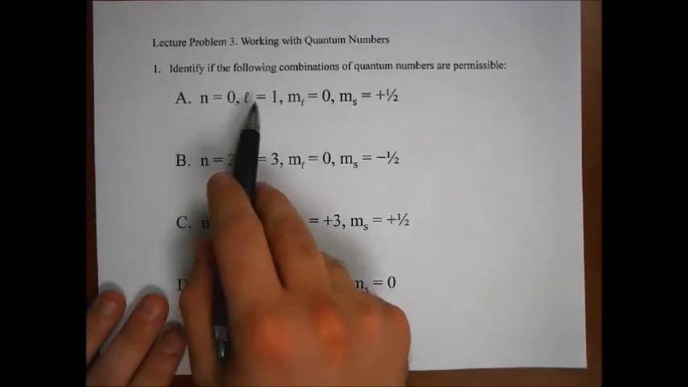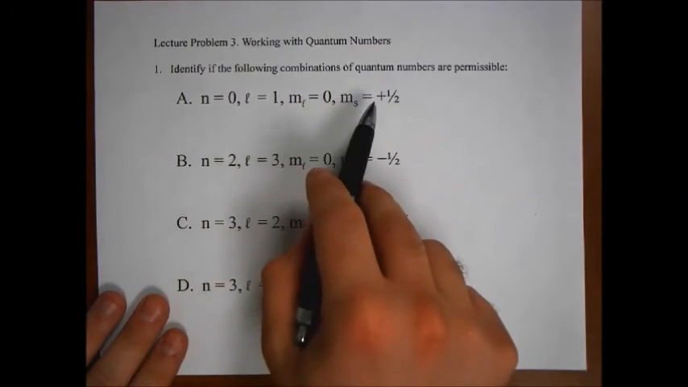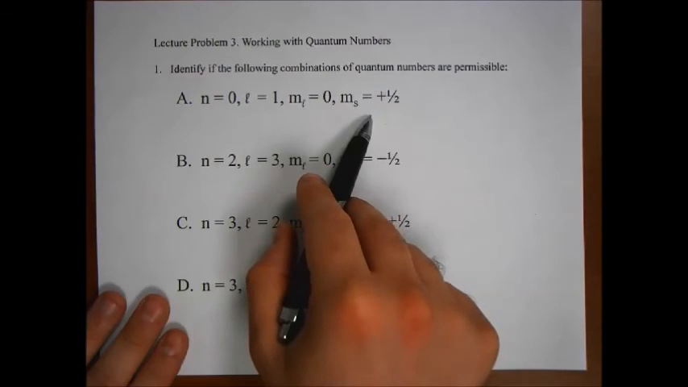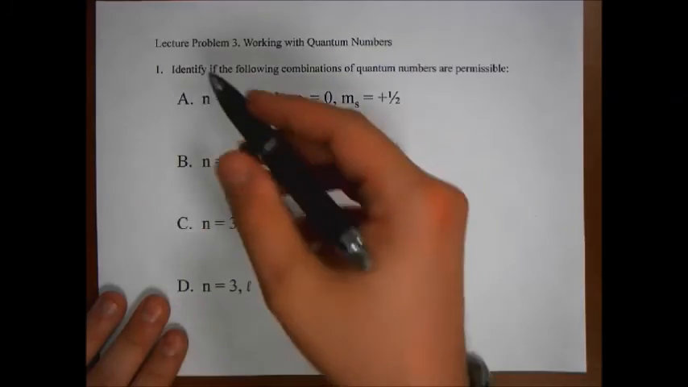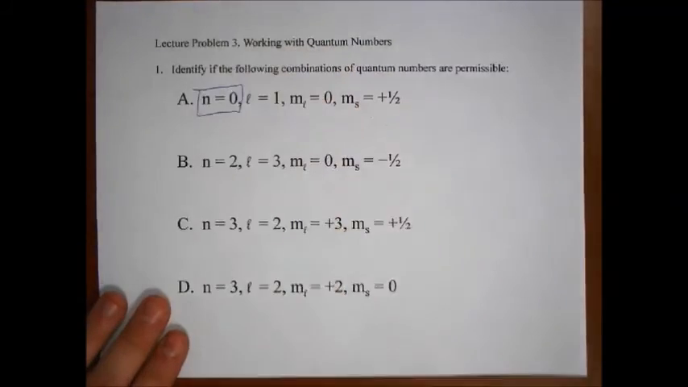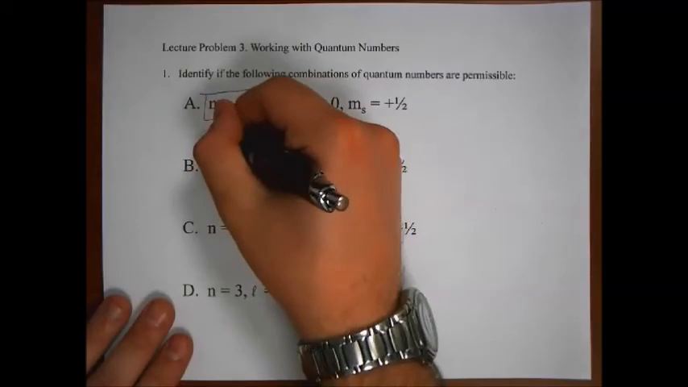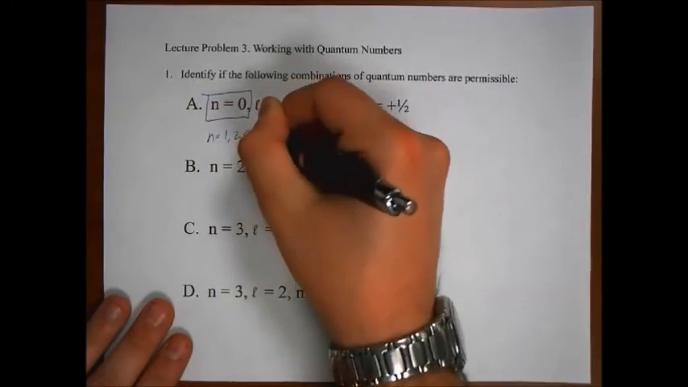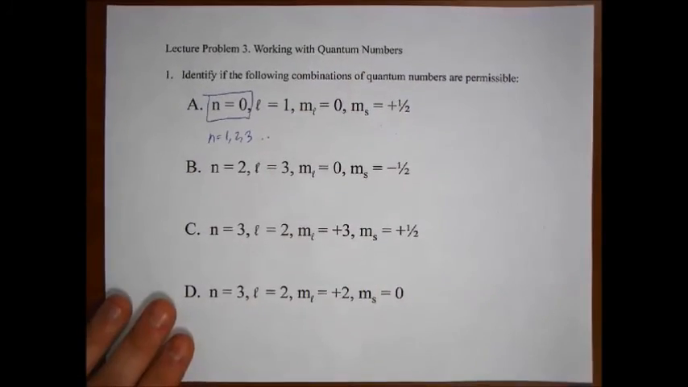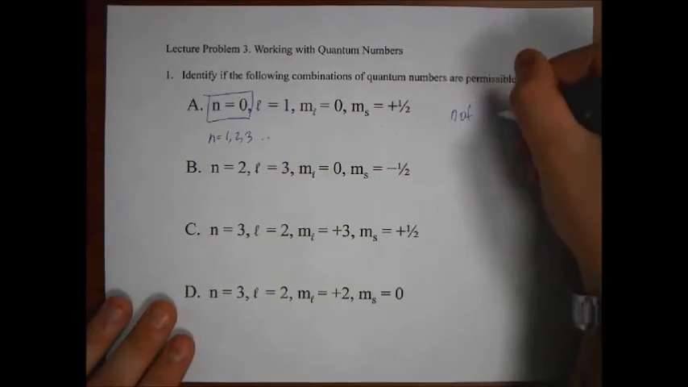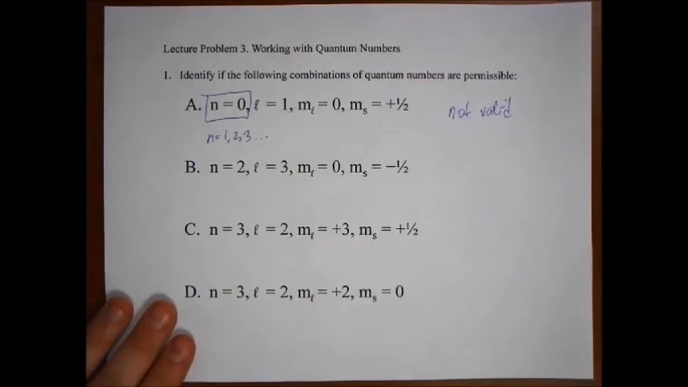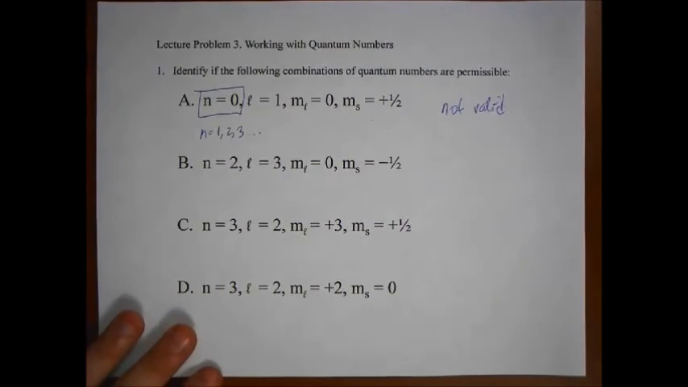The first one: n is equal to 0, L is equal to 1, m sub L is equal to 0, and m sub S is equal to positive a half. Before we even get started, the rules for n tell me already this is a problem. This does not work, because we know that n is going to be 1, 2, 3, and so forth. There is no such thing as n equal to 0. When we wrote down the possible n values, they were integer values starting from 1. So this is not a valid address. You'd get a return to sender on that one.